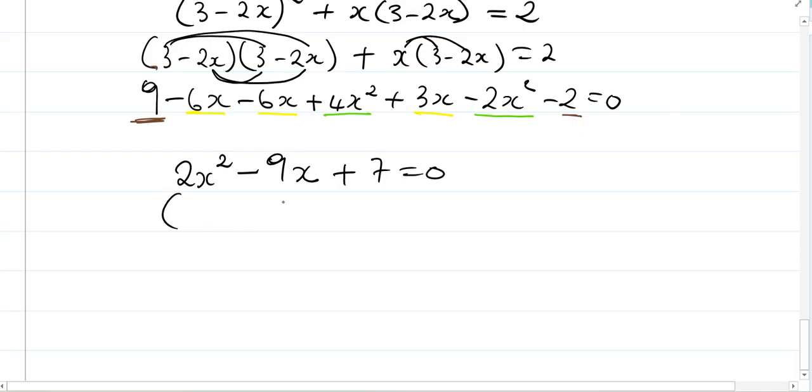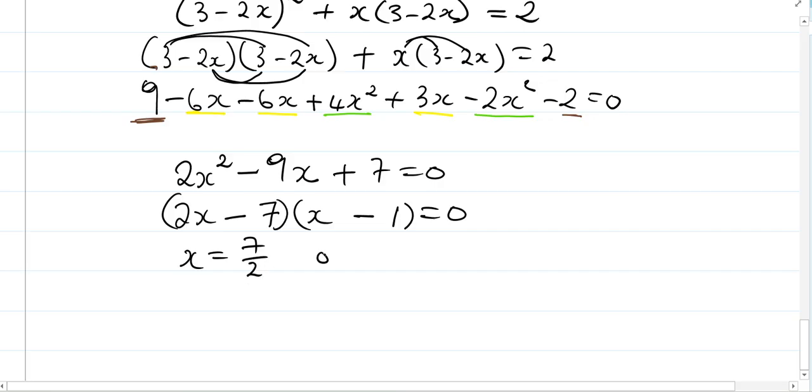And then I get to this one. You either factorize, but remember that if you cannot factorize, the easier way is to make use of the quadratic formula. So the two numbers that give me 7 are 7 and 1. We're going to have negative here, meaning that the value of x is 7 over 2, or the value of x is 1.